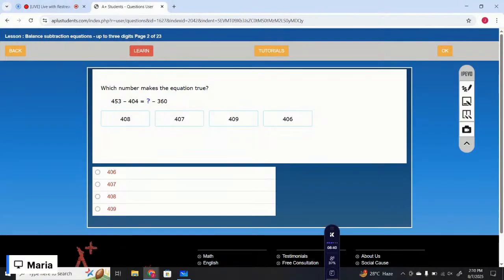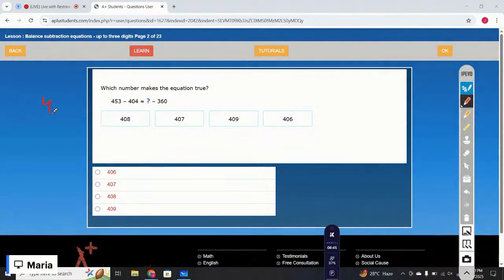Which number makes the equation true? 453 minus 404. So we need to borrow 1. 13 minus 4 is 9. 4 minus 0 is 4. And 4 minus 4 is 0. That is 49. So 49 is equal to missing number minus 360. So just subtract 49 from both sides.